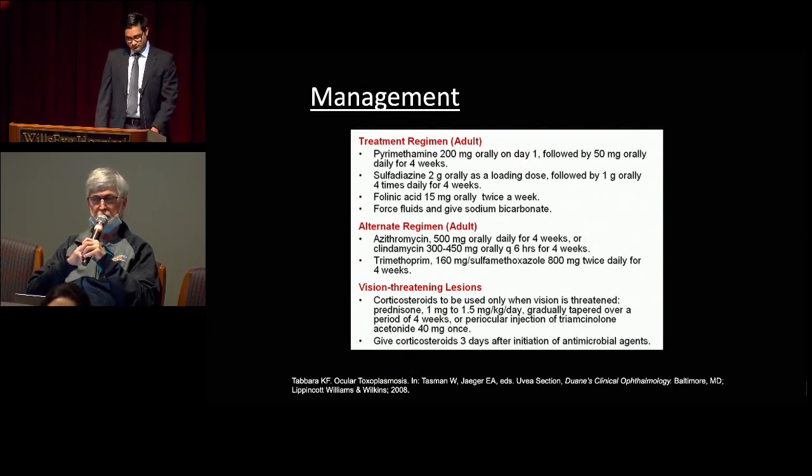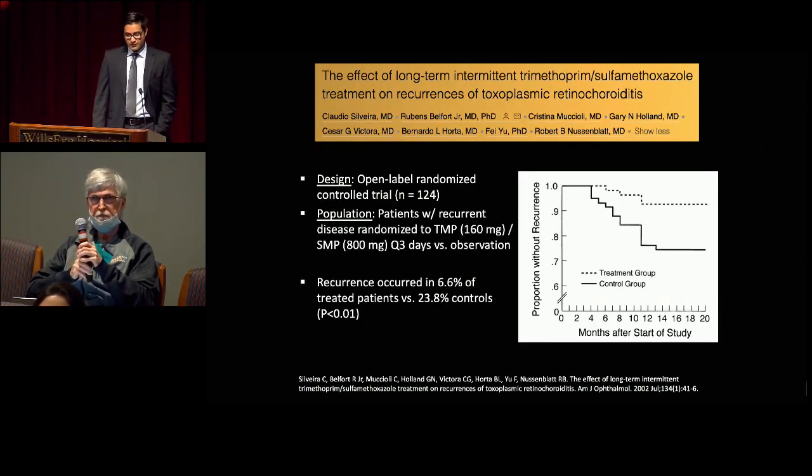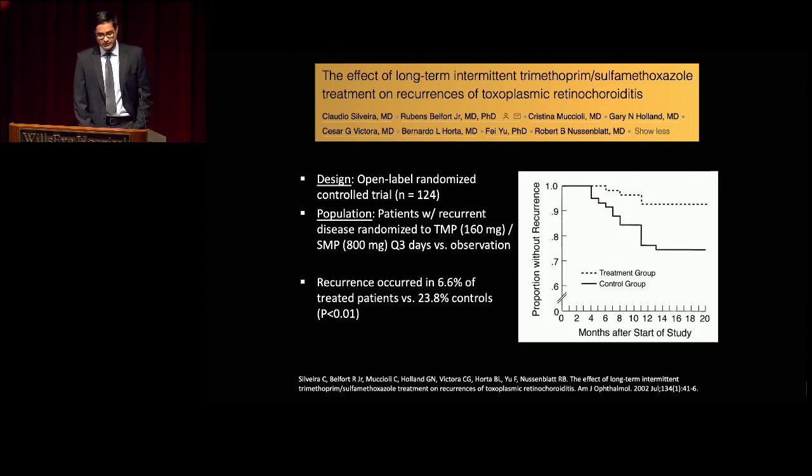There's some theoretical or animal studies that suggest that sulfadiazine might be more effective, but there's no actual clinical data to suggest that's the case. So, if you want to bankrupt the patient, put them on sulfadiazine. So this was a randomized controlled trial published in AJO, looking at the role for prophylaxis with Bactrim versus observation in patients with recurrent ocular toxoplasmosis, and found a significantly lower rate of recurrence in patients that were prophylactically treated.